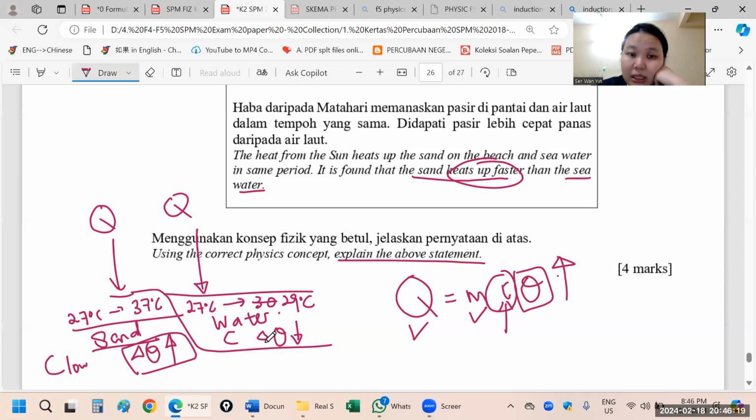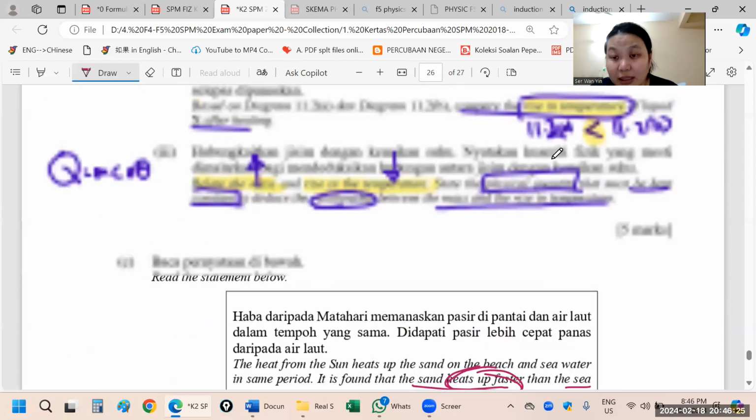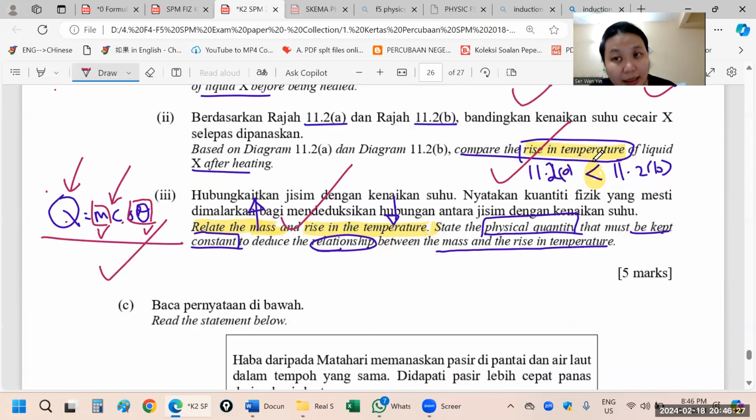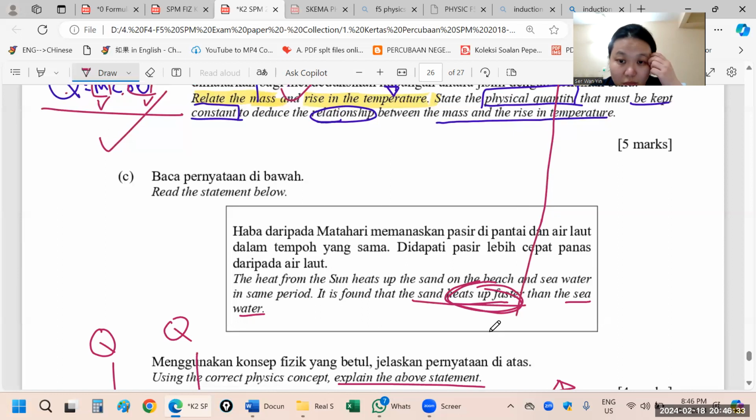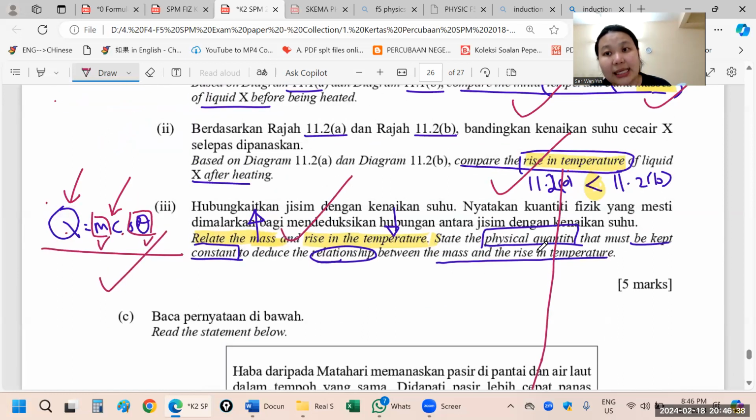Heating up slower means the rise in temperature is smaller. So you cannot use 'heat up faster' back in your answer. You say rise in temperature. You use back this sentence, rise in temperature. Actually, they want you to change the sentence, but you got the key.